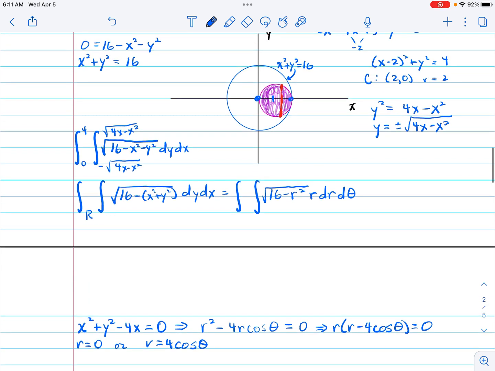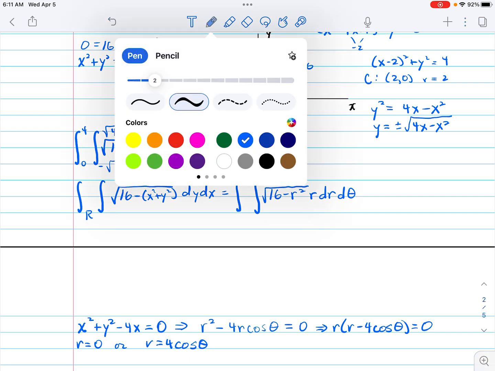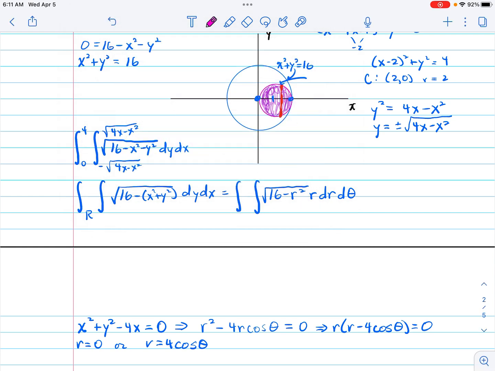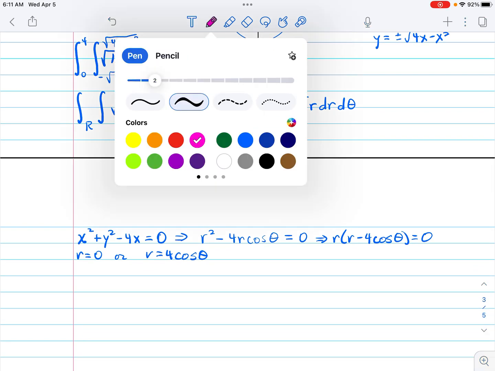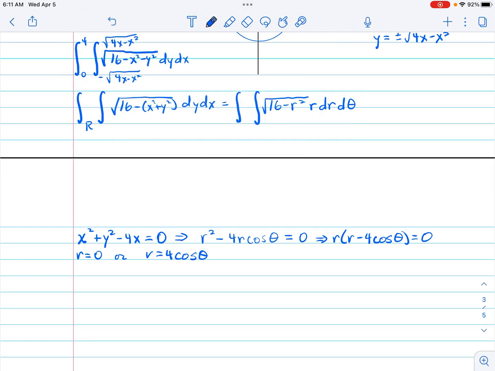So it looks like that circle up there, this thing right here, can be defined as 4 cosine theta. So if you look at what r does, r goes from 0 all the way up to 4 cosine theta, like this. This is what r does. So I'm going to set up my integral now. This is going to go from 0 to 4 cosine theta.